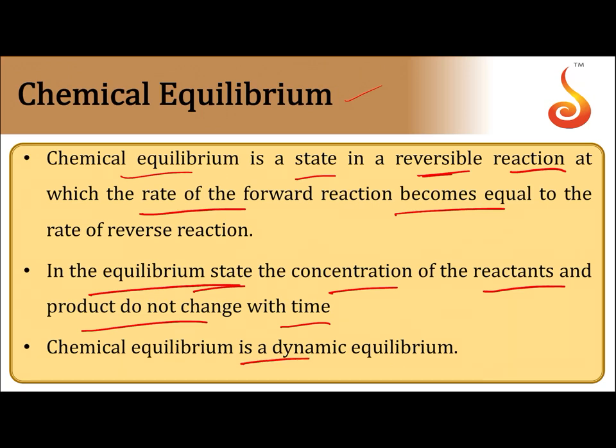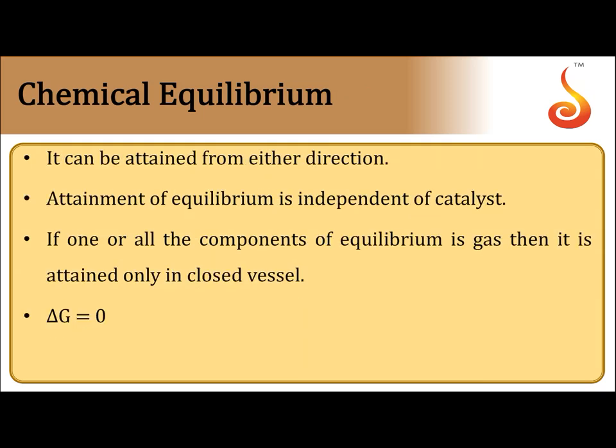Chemical equilibrium is also dynamic in nature. It is dynamic in nature, while the concentrations of reactants and products do not change with time. And then, it can be attained from either direction. For example, we can attain equilibrium between H2, I2 and HI by starting with H2 and I2, or even by starting with HI going to H2 and I2. So in either direction we can attain equilibrium, from the reactants or from the products.